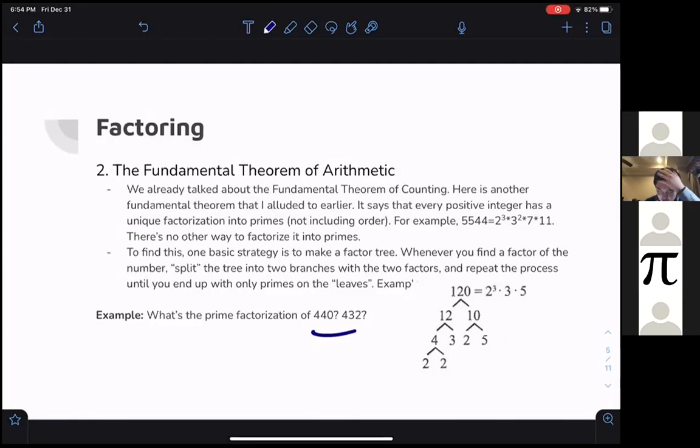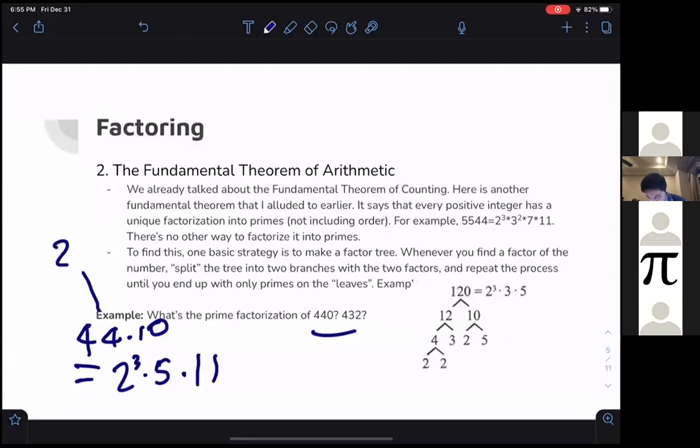All right, so I see someone already got 440. This is just 44 times 10, that's what jumps out to me. That would be 2 cubed times 5 times 11, since this is 2 squared times 11. This is 2 times 5. Combine them, get this. All right, not too bad.